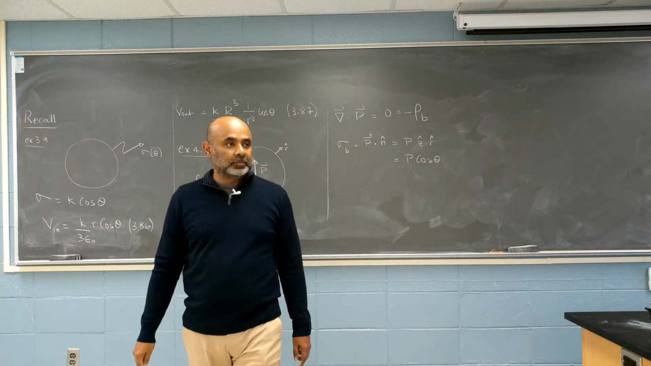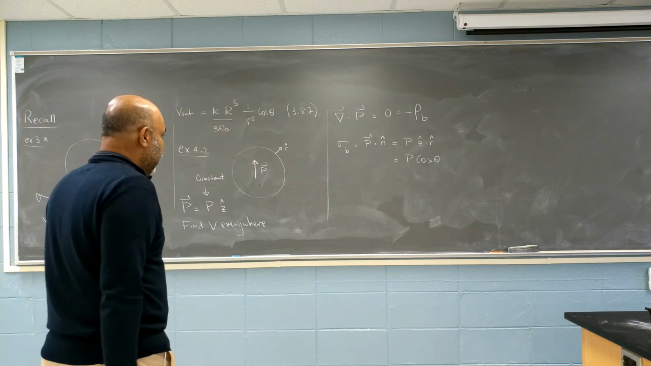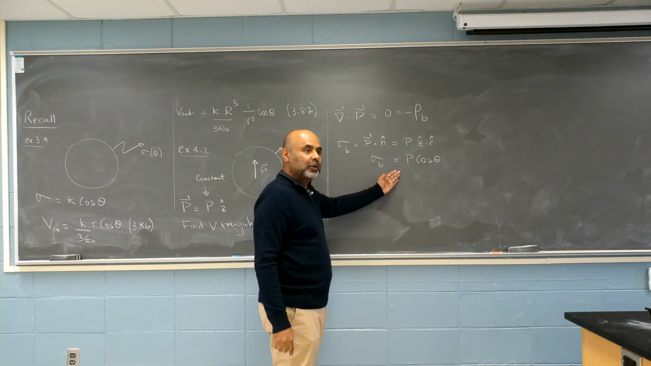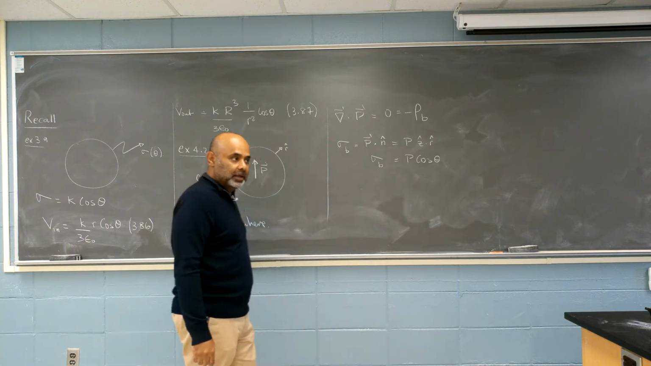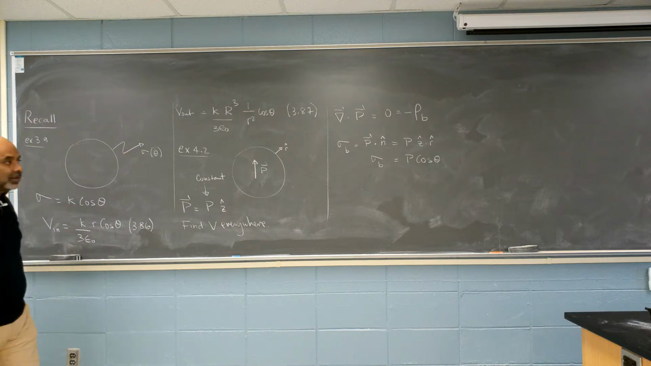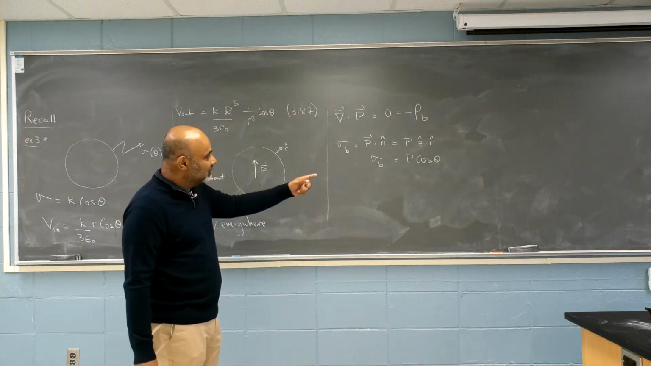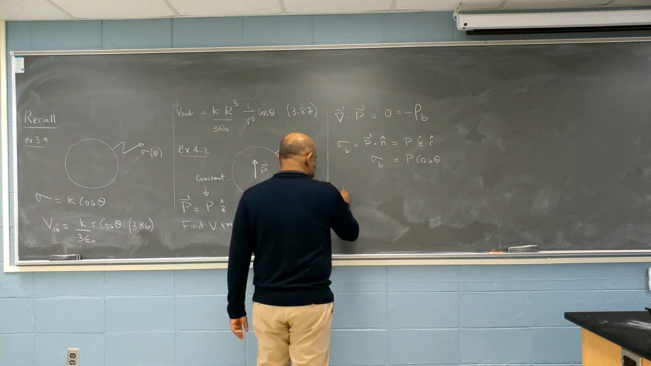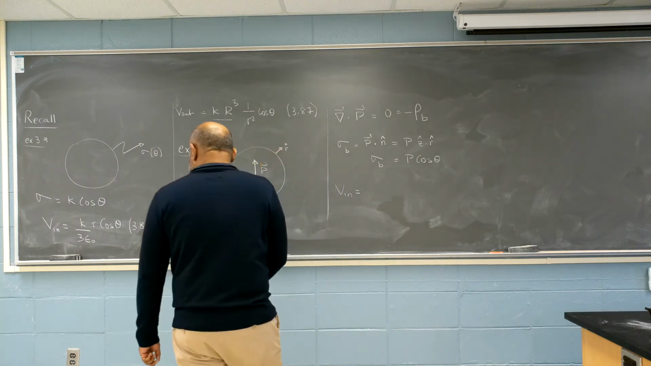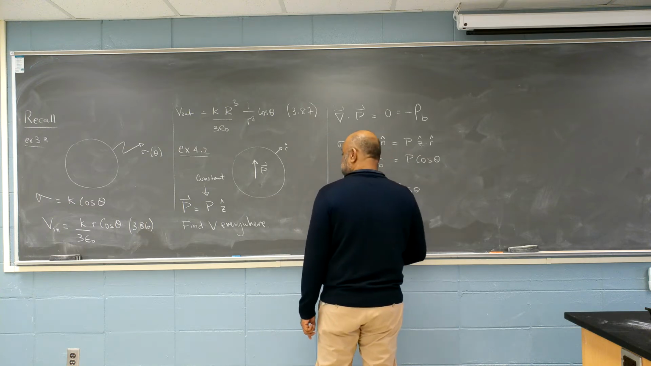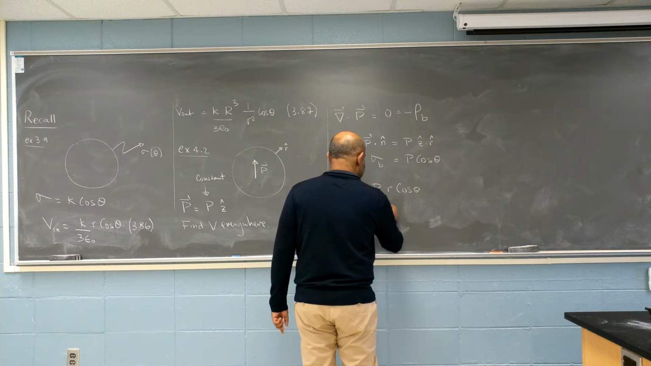Indeed, that is P cosine theta in the spherical coordinate system. Of course, it has a completely different origin from the previous problem, example 3.9, but the effect is the same. Sigma is K cosine theta. So all we have to do is replace K with P. All right, let's do that. That's easy enough. V inside is P r cosine theta over 3 epsilon naught.